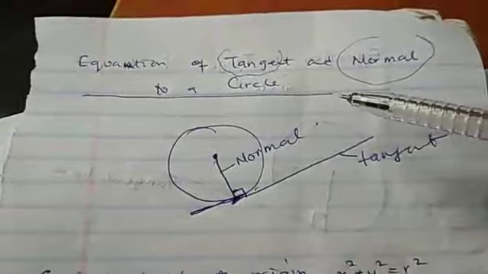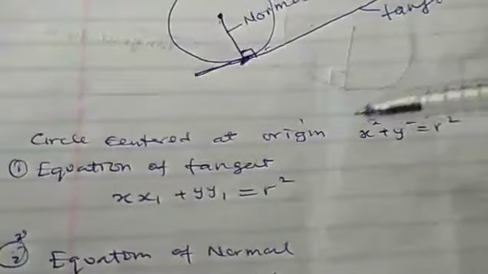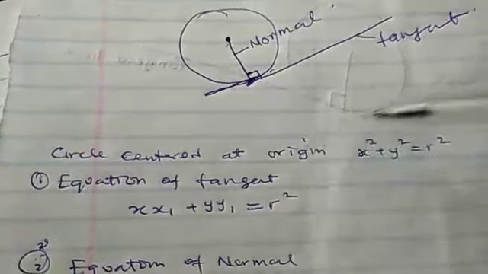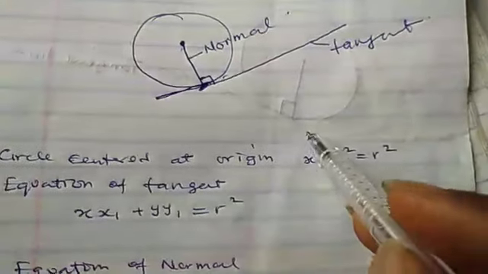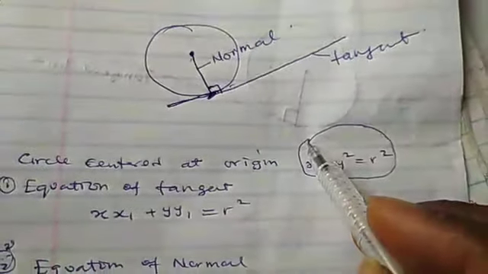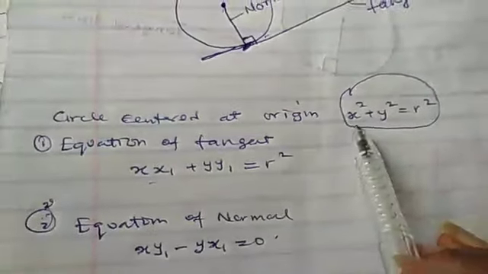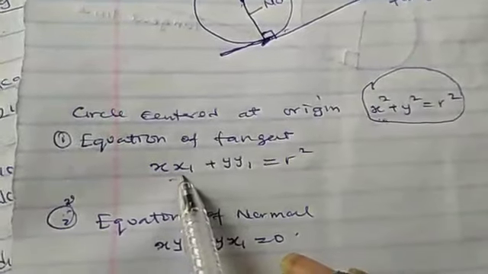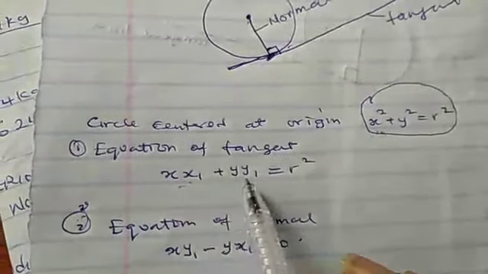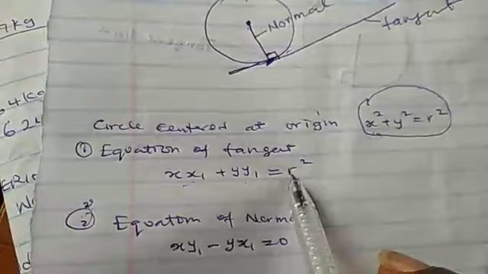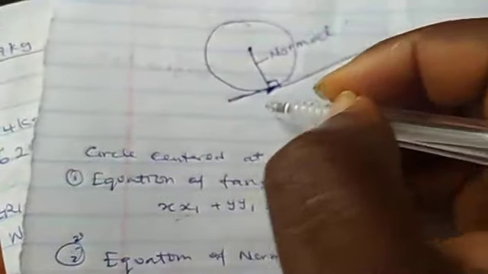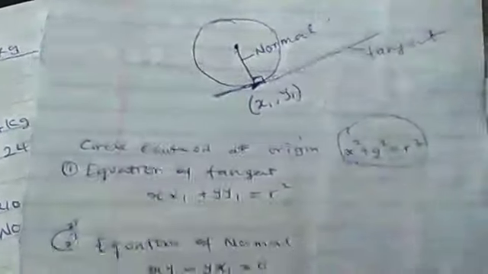Now, we are dealing with the equation of a circle centered at the origin. We first talk about that. You know, we have been given that to be this. The equation of the tangent to the circle centered at the origin is given as x times x1 plus y times y1 is equal to r squared. What is our x1? That is the point of contact, this is our point x1 comma y1.